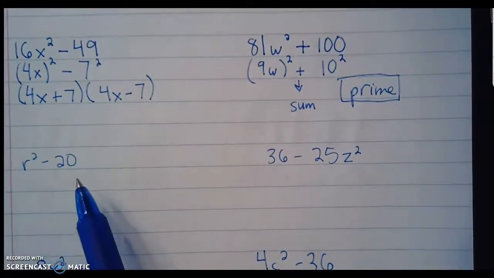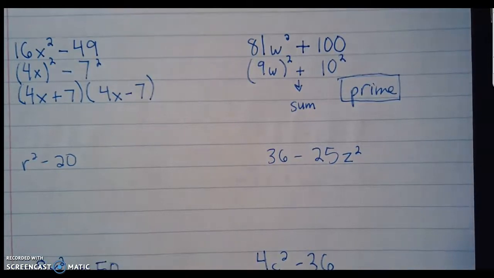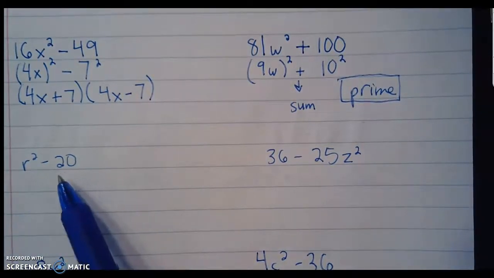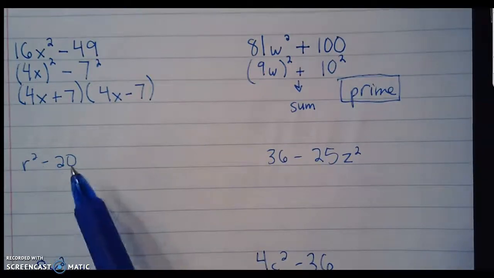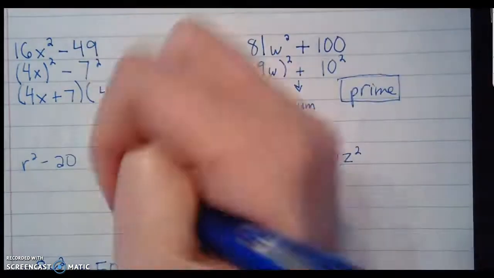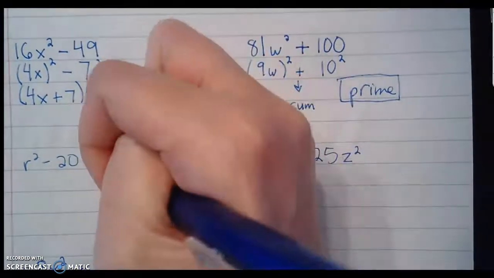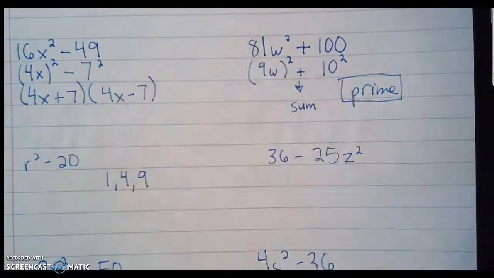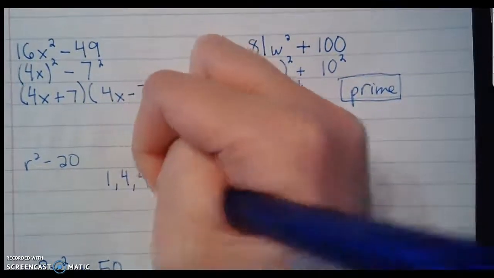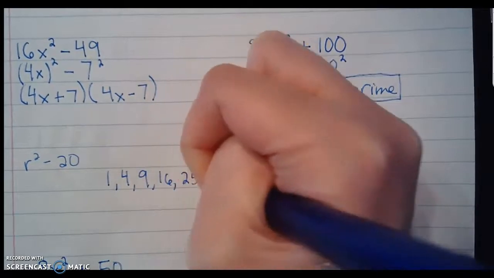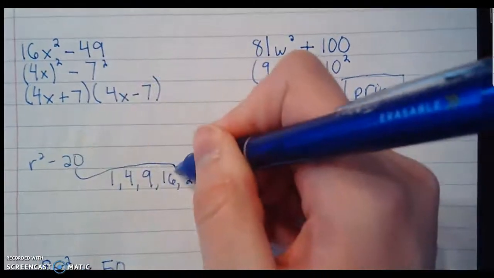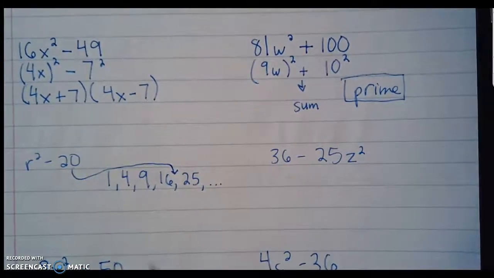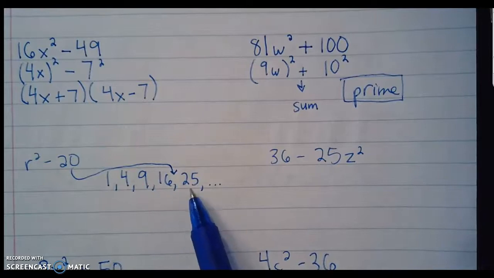For r squared minus 20, we don't have a GCF, so you can start asking yourself, is this a difference? Yes, I'm subtracting. Do we have two perfect squares? Well, remember your perfect squares are 1 times 1 is 1, 2 times 2 is 4, 3 times 3 is 9, 4 times 4 is 16, 5 times 5 is 25, etc. Now, 20 is not on that list. It's a little bit bigger than 4 squared and a little bit smaller than 5 squared.